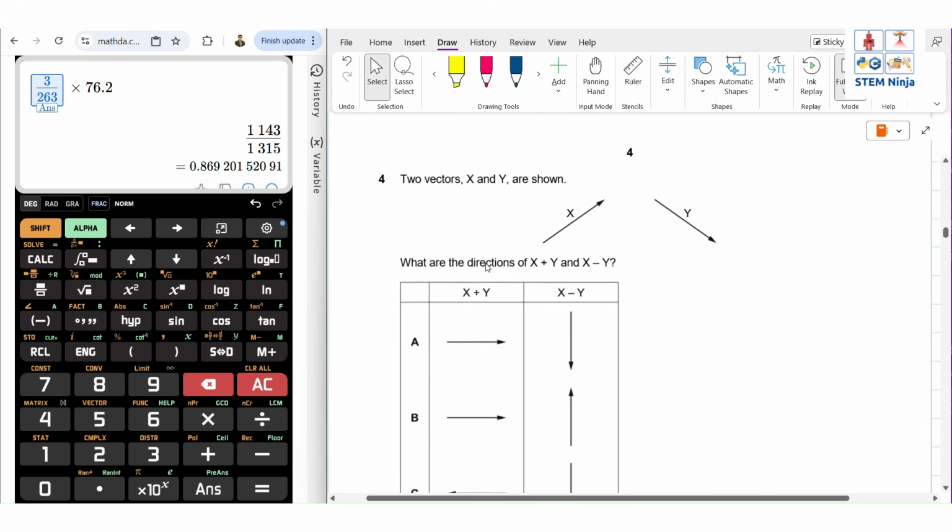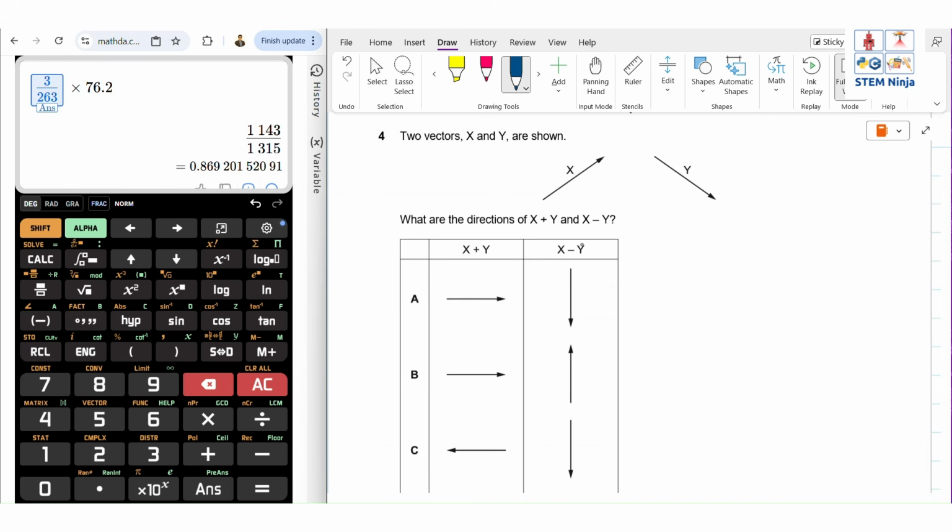Right. Okay, moving on. Two vectors x and y are shown. What are the directions of x plus y, x minus y? So x plus y would mean that first off we go from x to this is your x, and y would be following in the same direction. So this would be your y. So this is x, this is y. So the resultant would be in this direction. This is x plus y.